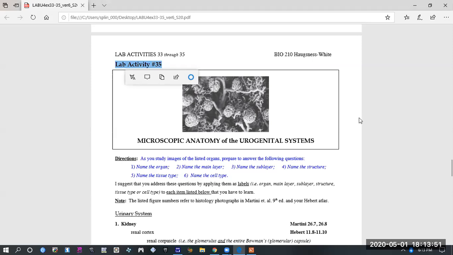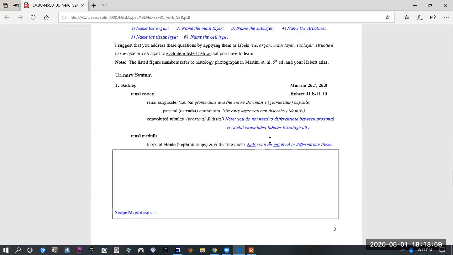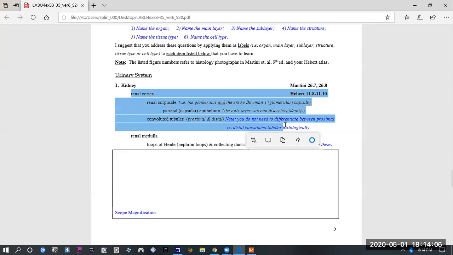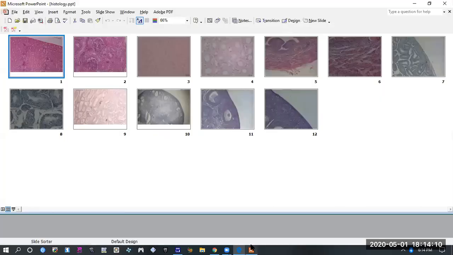Activity 35, histology for the urinary and reproductive systems. And we're starting here with the kidney. And in the kidney, we're seeing two areas. We're seeing the superficial renal cortex with its associated structures and the deeper renal medulla region. So we're starting with the superficial cortex.